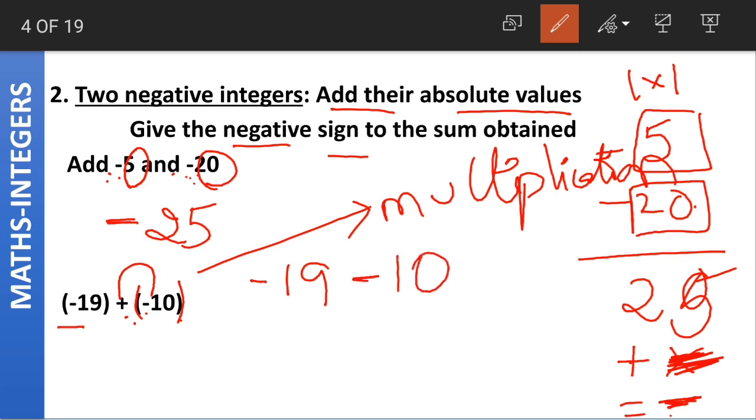Then we write the number 10. Minus 19 minus 10. Again, how do we do this? We write minus 19 minus 10. We add the absolute values. 9 plus 0 is 9, 1 plus 1 is 2. And what do we do?